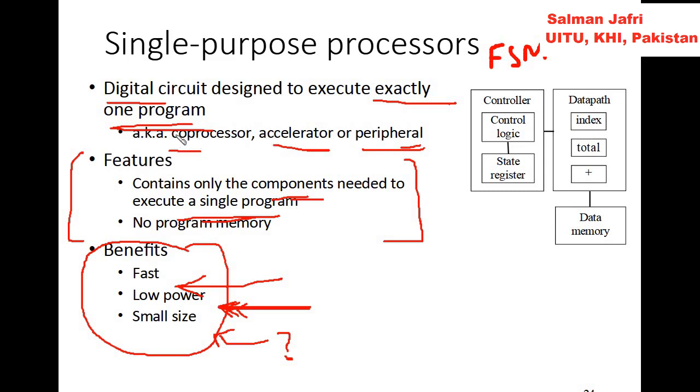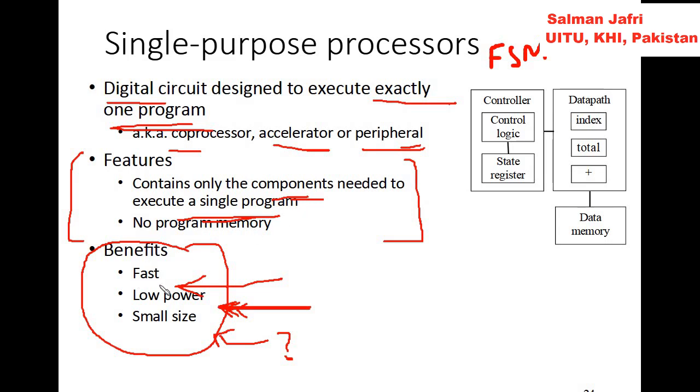So it is also known as coprocessor, accelerator, or peripheral. It is a digital circuit designed to execute exactly one program. That is our algorithm, nothing else. So what is the advantage? Of course, since it is very focused and designed just for our algorithm, it contains only the components needed to execute a single program, which is our algorithm, and does not include any program memory.